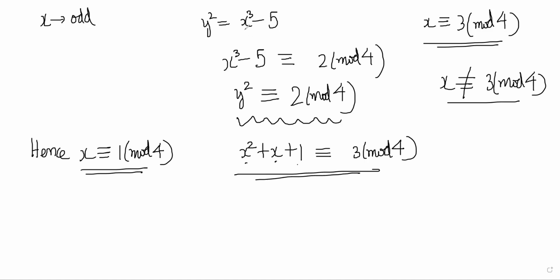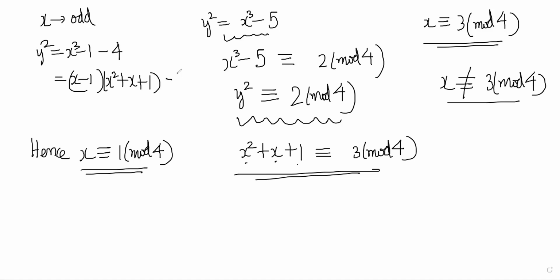Because I can factorize this, right? y squared is equal to x cubed minus 1 minus 4, and this will become (x minus 1)(x squared plus x plus 1) minus 4. We will be using that here. Now think about it, x squared plus x plus 1 is an odd number of the form 4k plus 3.